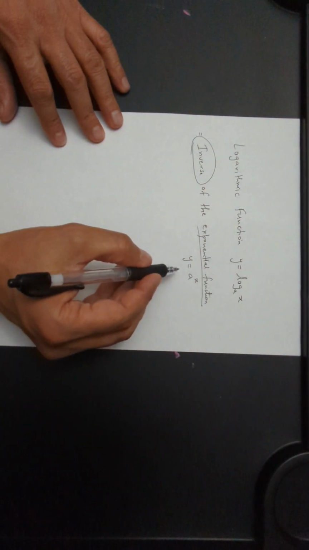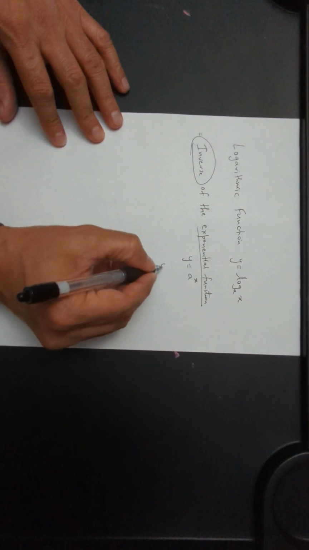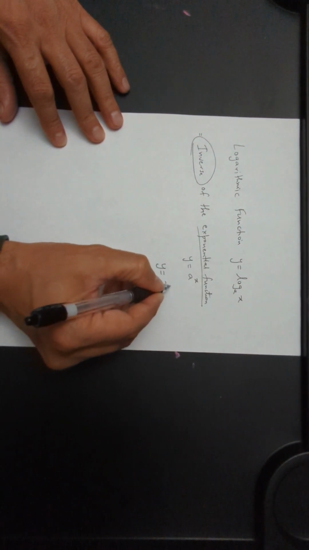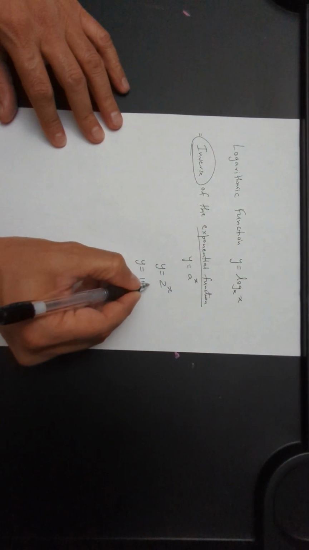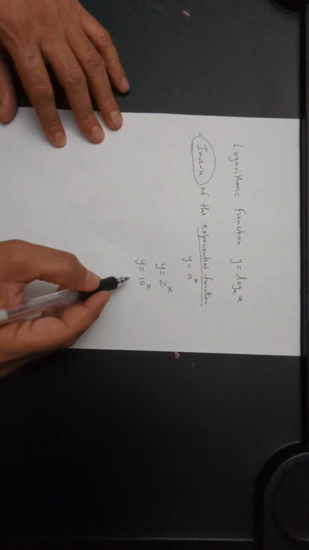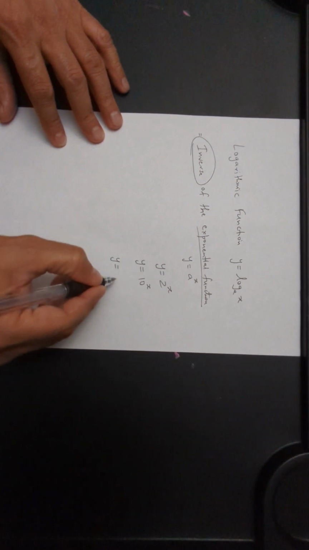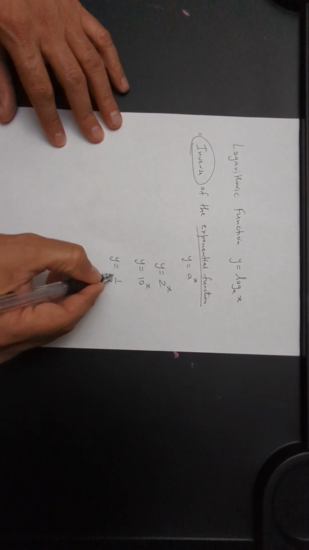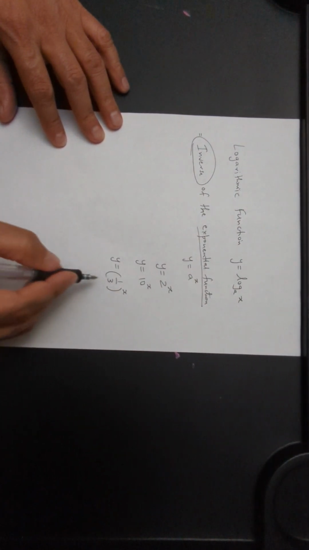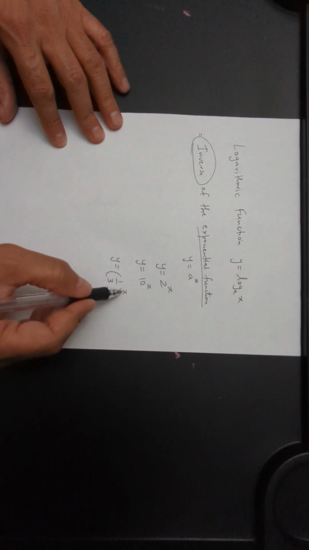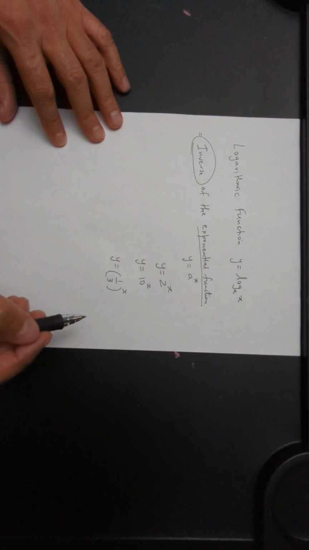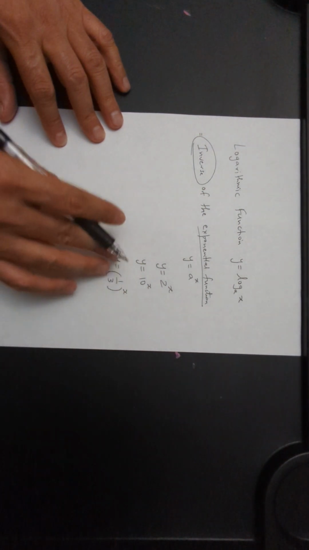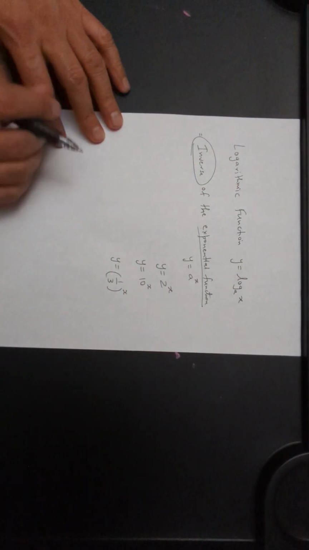So what's an example of an exponential function? y equals 2 to the power x. This is an example. y equals 10 to the power x. This is an example of an exponential function. y equals, say, 1 over 3 to the power x. So some constant to the power x, that makes an exponential function. So the inverse of such functions are logarithmic functions.